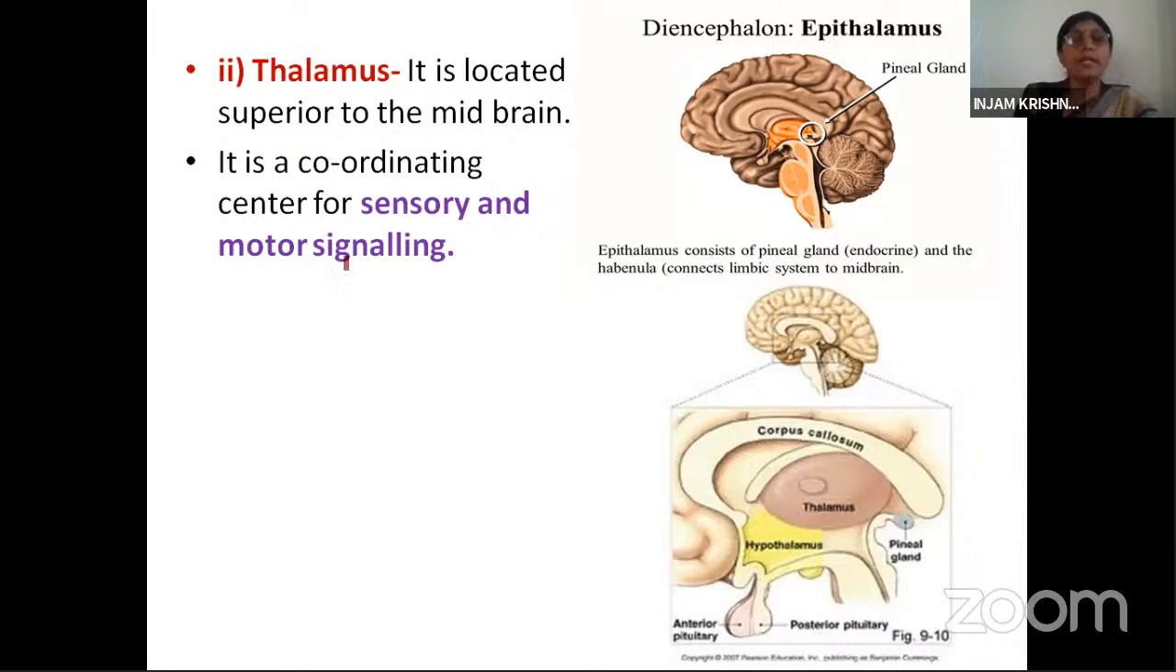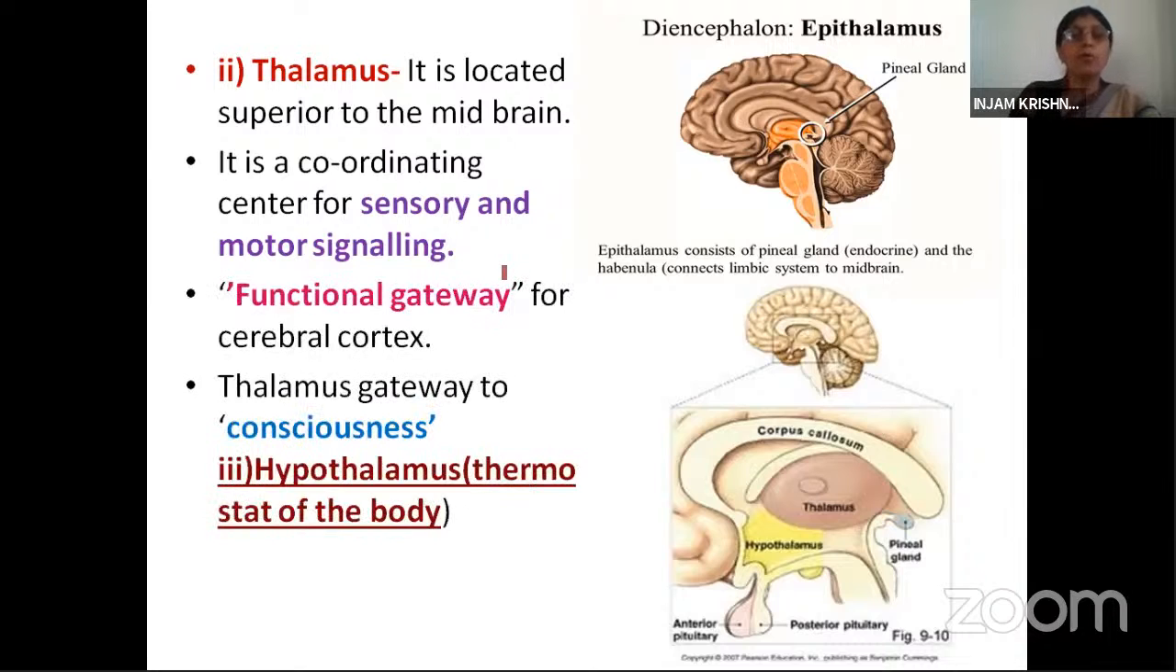It is a coordinating center for sensory and motor signaling. And moreover, a functional gateway for the cerebral cortex. What is a functional gateway? All the sensory signals go from the sensory organs through it to the cerebral cortex. It is the via, they go through it. And then the responses which are given by the cerebral cortex again pass on through the thalamus. That's why we call it a functional gateway.